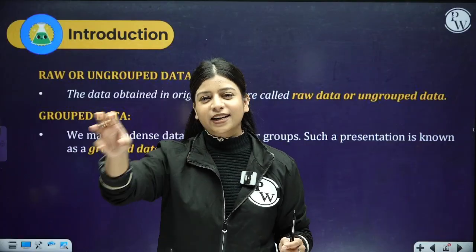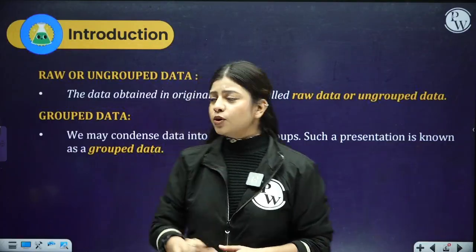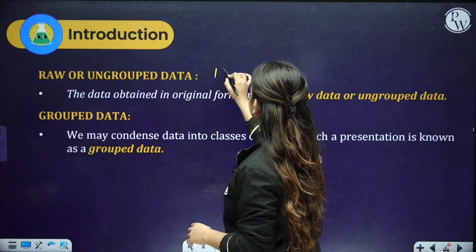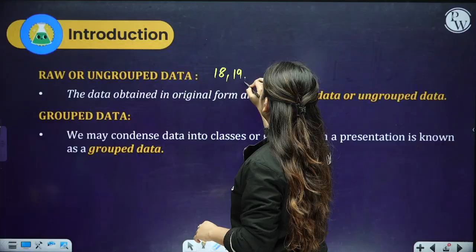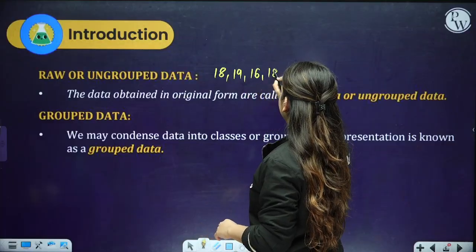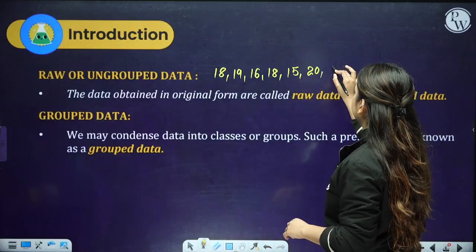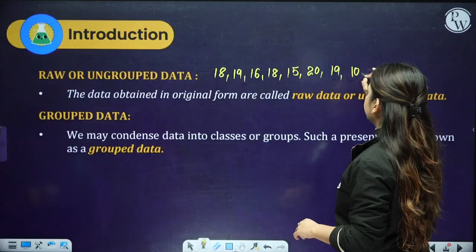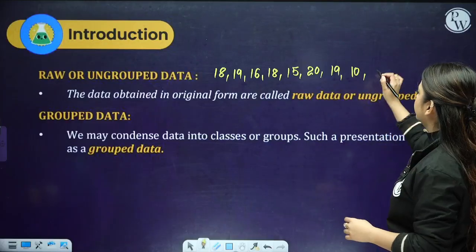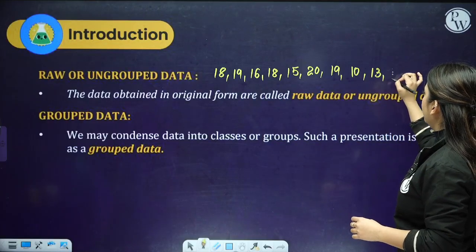So one says 18, the other says 19, 20. So I keep on writing. One said 18, the other said 19, other said 16, 18 again, 15, the other said 20, the other said 19, then the other said 10. After that, the other said, for example, 13 and 18.